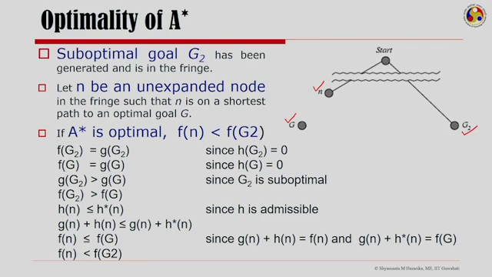Now we know that f of G2 is equal to g of G2 because G2 is a goal and h of G2 is 0. Further, G also being a goal, f of G is equal to g of G since h of G is 0. Now we have been told that G2 is suboptimal. That would mean that the cost of coming to G2, which is g of G2, is greater than the cost of coming to G. Now we know that g of G2 is f of G2. Therefore, f of G2 is greater than f of G.